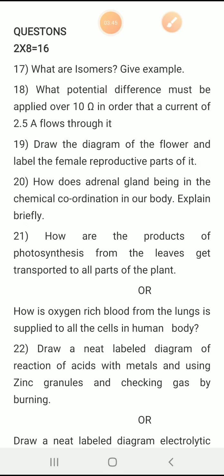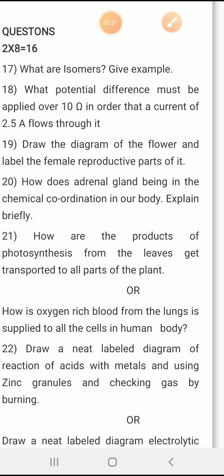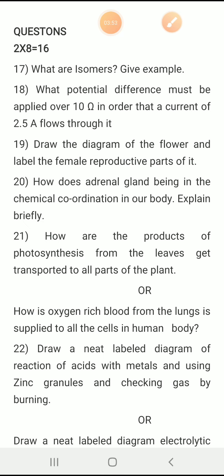The adrenal gland is a part, which is in the brain, I think, right? It secretes hormones. So what is the function of it? You need to explain it a little briefly. So the next question, how are the products of photosynthesis from the leaves transported to all the parts of the plant? Okay, this is also a biology question. And how is oxygen-rich blood from the lungs supplied to all the cells in the human body? This is also pertaining to biology.